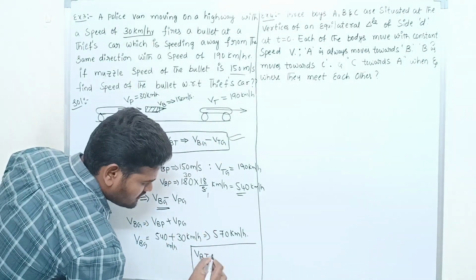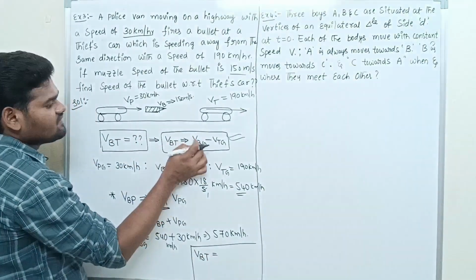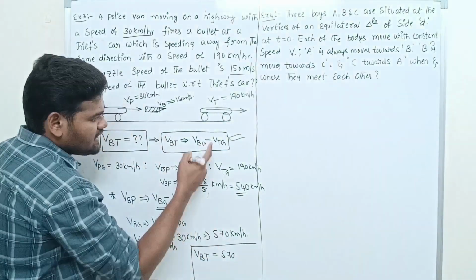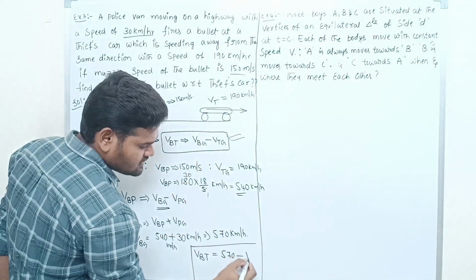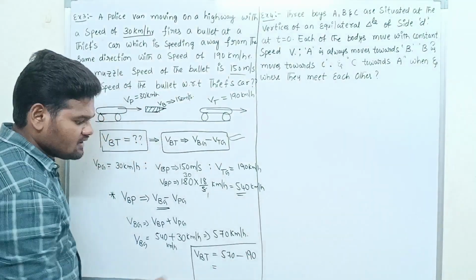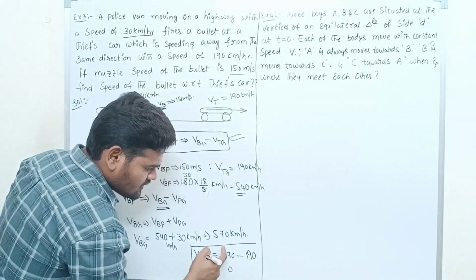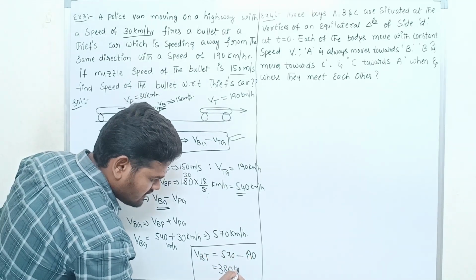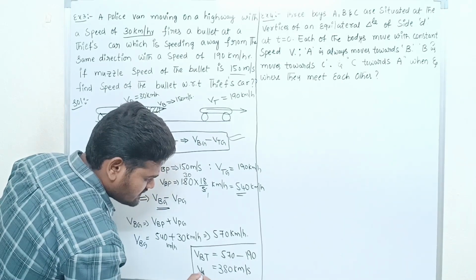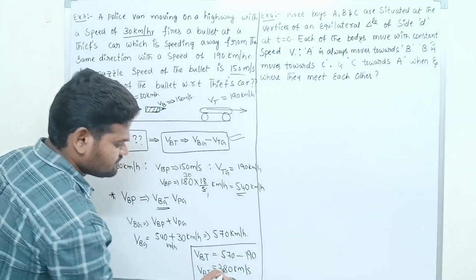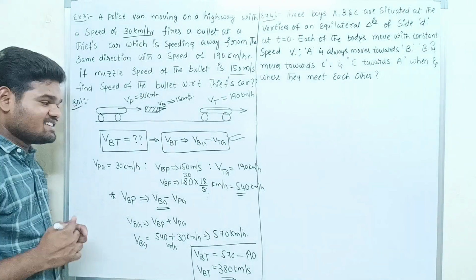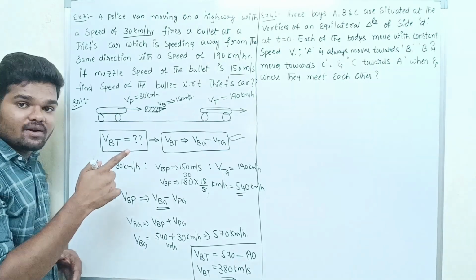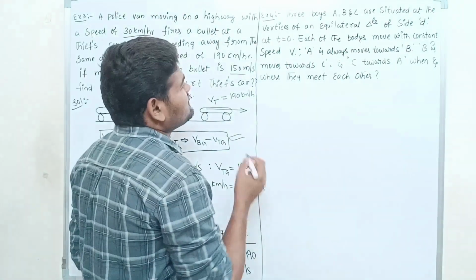The velocity of the bullet with respect to the thief's car, VBT, is equal to VBG minus VTG. How much? VBG is 570 minus VTG, which is how much? 190. Okay. So 0 minus 0, 0. 17 minus 9, 8. 4 minus 1, 3. So 380 kilometer per hour. So this is the velocity of the bullet with respect to the thief's car. Are you getting any doubts? Just practice once, so you can understand. Okay, right. Shall we do the next problem? Okay, right. So what is given?